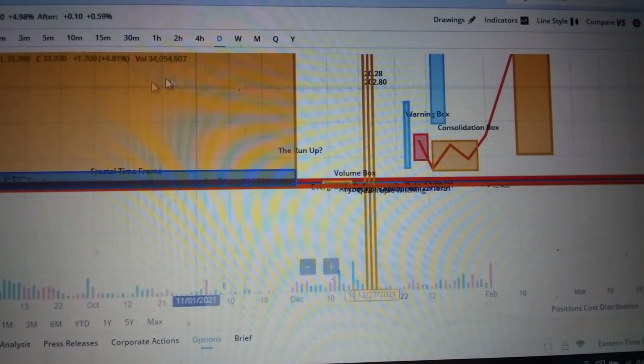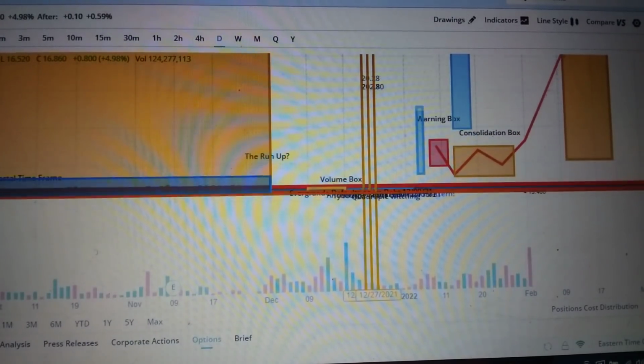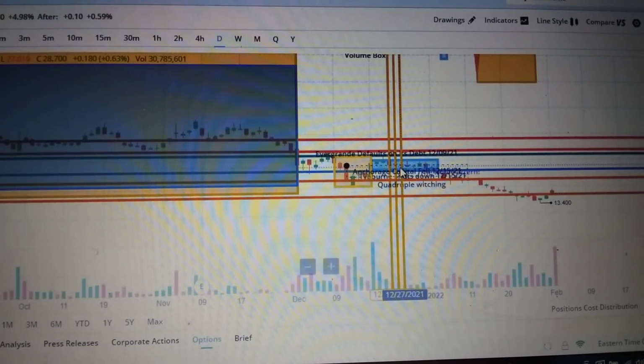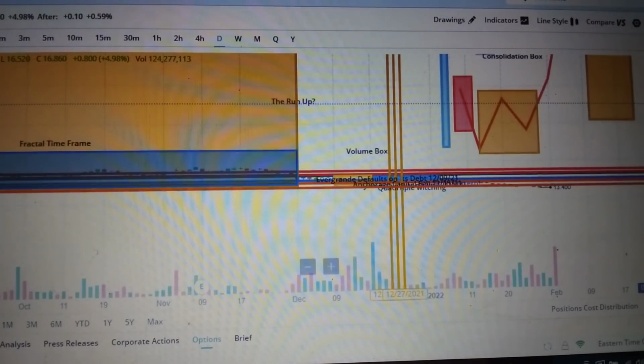So we found the fractal time frame. We came out of it. We went into the consolidation box. We hit the volume box, and the switch was turned off, and the pattern quit working. We know that because then we were able to pick it up again right here, and we rode the rest of it to this point, and then somewhere right here the pattern was turned back on, and then this price action has happened. So that's where we're at as far as today.